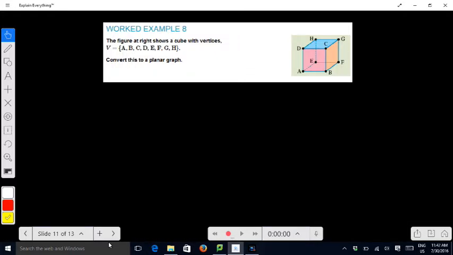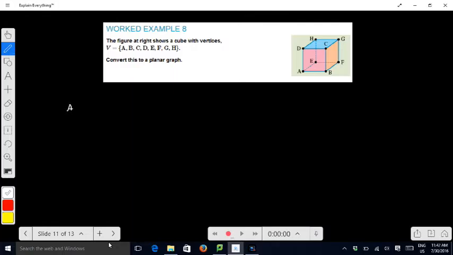Worked example 8. So we've got a figure on the right which looks like a cube, and we've got vertices A to H. And the question is, how can I convert this to a planar graph? At the moment we've got a 3D object. First thing, I've got to convert it into a 2D object. Although it might sound like a difficult task, it's not too bad.